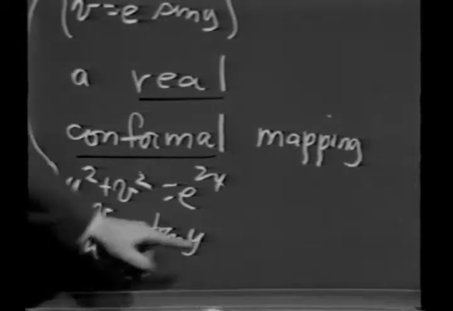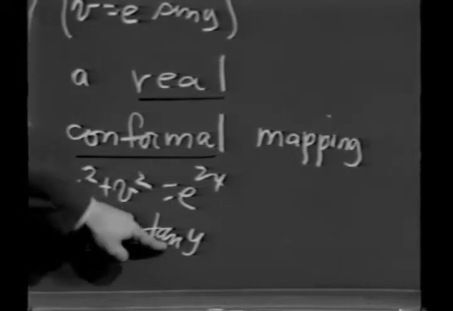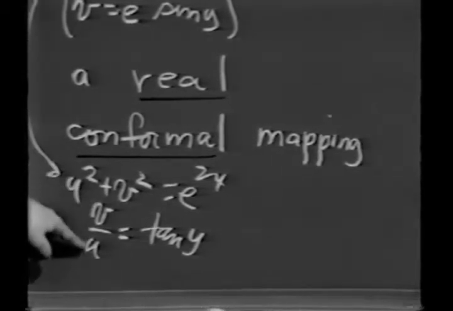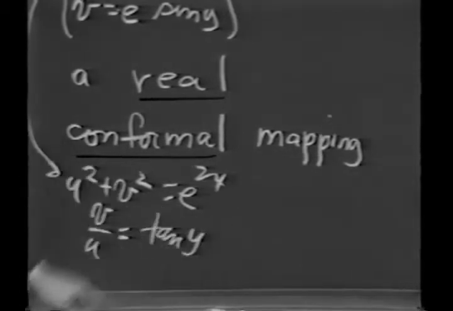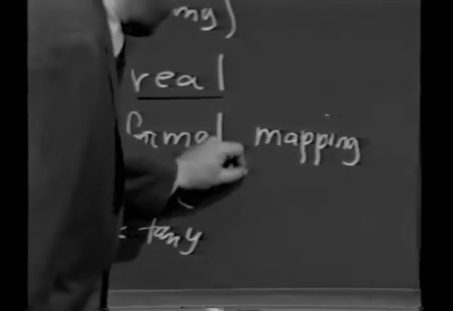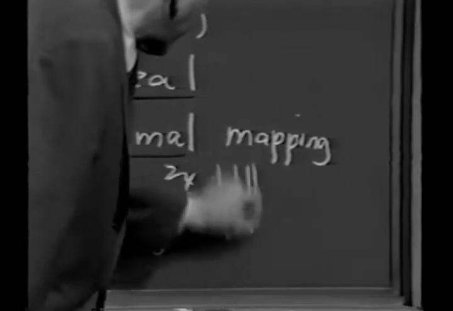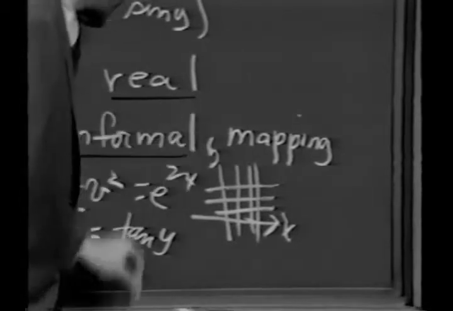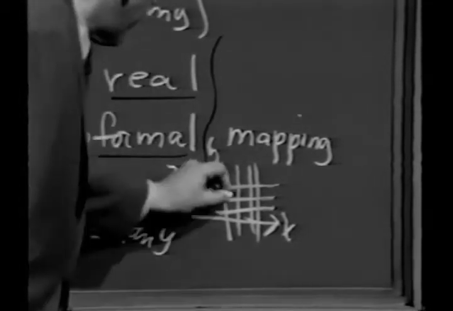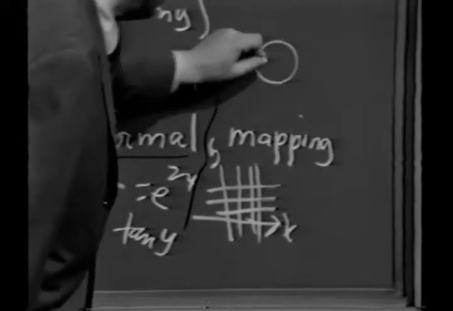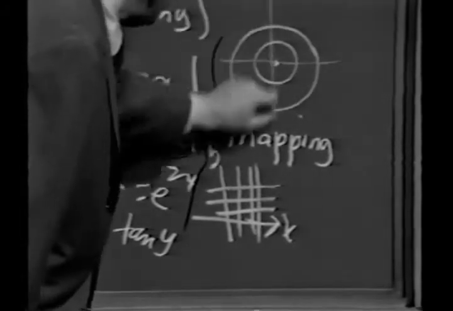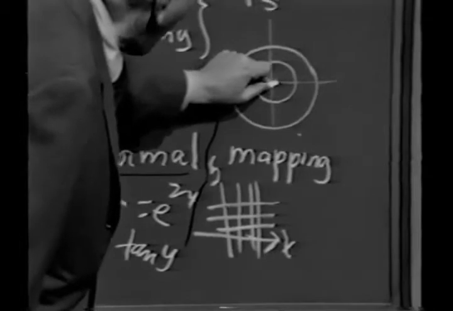On the other hand, if y is a constant, this says that v over u is a constant. In the uv plane, v over u is a constant is a straight line that goes through the origin. See, v is a constant times u. Now, what that means pictorially, let's see if I have some room to squeeze this in here. What this means pictorially is that this kind of a network in the xy plane is mapped into what? The vertical lines go into concentric circles, and the horizontal lines go into lines through the origin here.